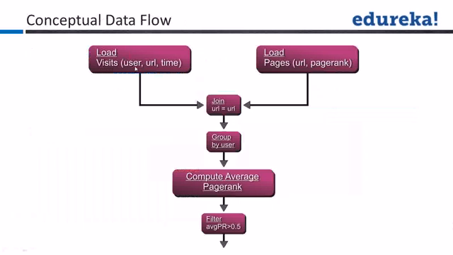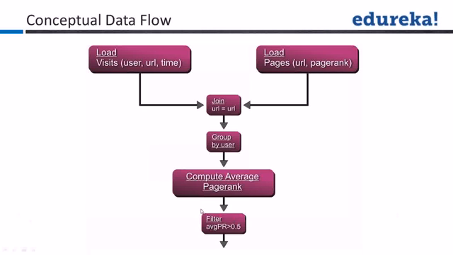You load visits, with user, URL, time, then you load pages, with URL, rank, then you join them on URL, group by user, and for each user group, compute the average page rank, because you would have the page rank of all the pages in that group itself. Then you filter using an average page rank of greater than 0.5. Is this conceptual flow diagram clear to everyone? Anyone who is not clear, this is very important to understand here. Can I get a yes from everyone if everyone has understood it?